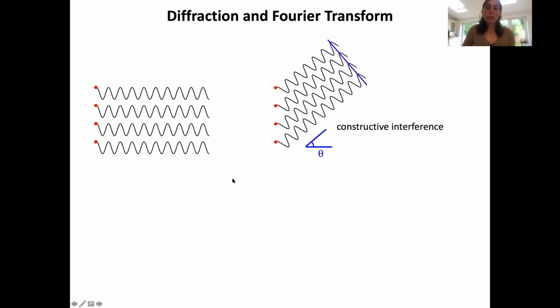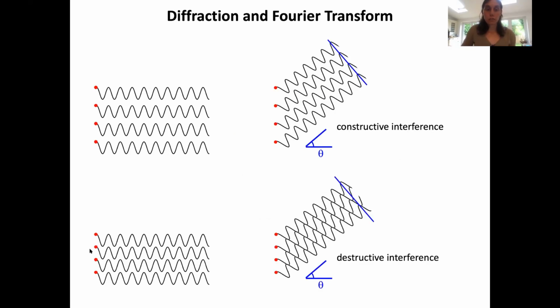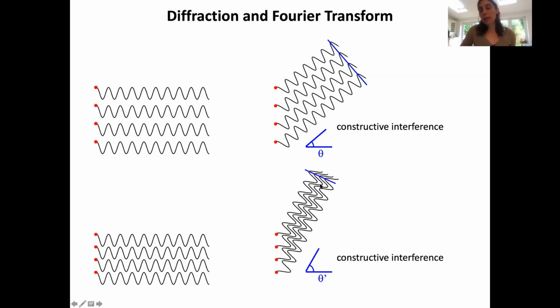Now, we can take objects that are closer to each other, and we can repeat the same reasoning, and we find that this time, if we use this same angle theta, there's no information going through. So objects at this particular distance don't give any signal at this particular angle of scattering, but we need a much higher angle of scattering from objects that are closer together to obtain constructive interference.